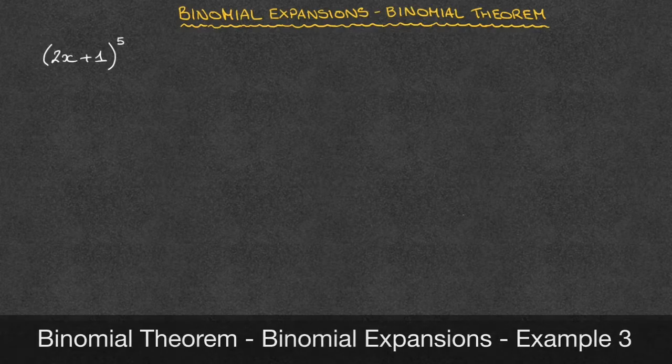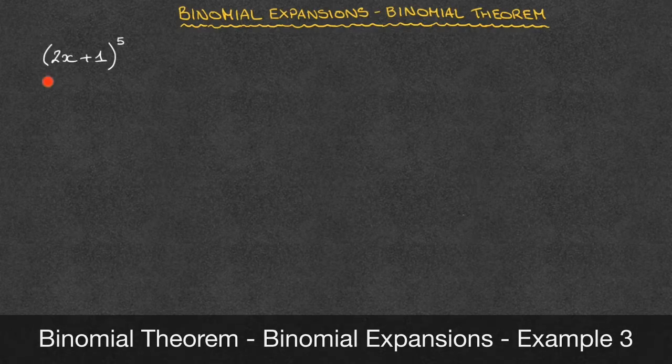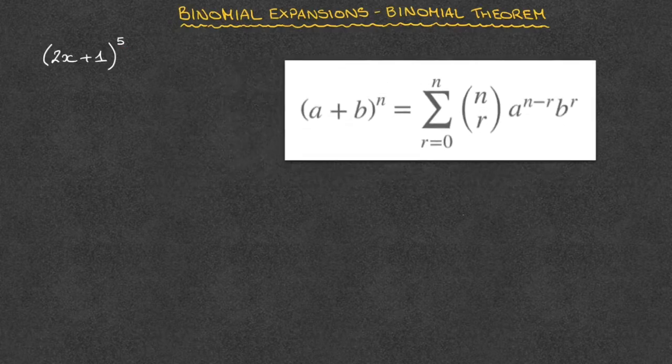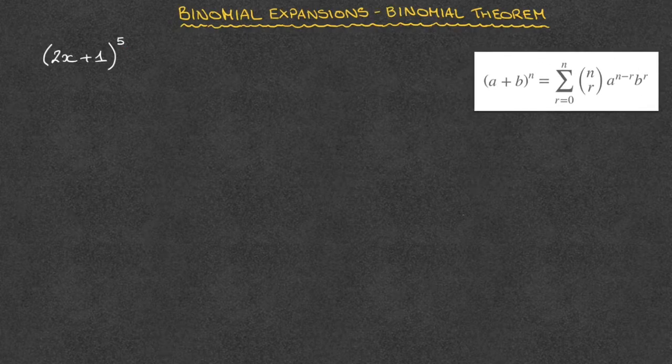Let's see how to write all the terms in the expansion of (2x + 1)^5. Well, just as in our previous tutorials, we can start by comparing what we have here to the left-hand side of the binomial expansion's formula. And in doing so, we quickly see that the only difference is that we've replaced a by 2x, b by 1, and n by 5.